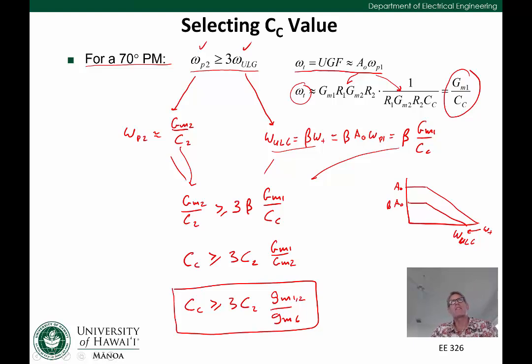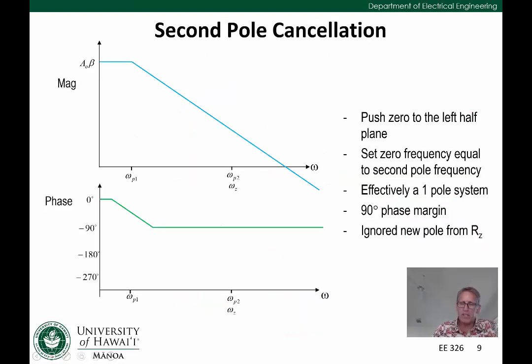What we talked about so far is taking this zero and moving it off into infinity. In fact, if we keep moving that zero, it'll push it all the way around into the left half plane. And you might ask, why would you want to push the zero to the left half plane? That's a good question. What we can do is align the zero with the second pole frequency and effectively turn our system into a one-pole system.